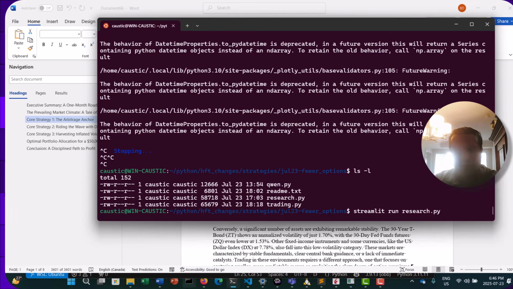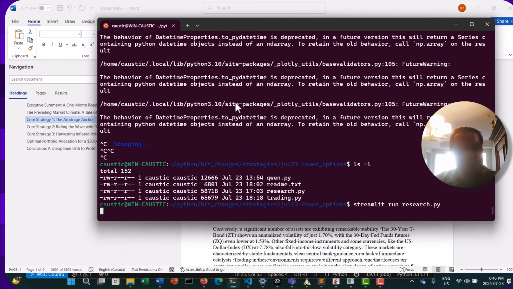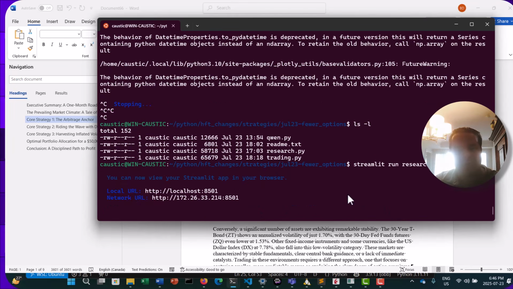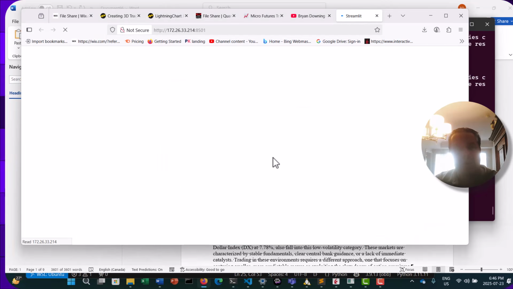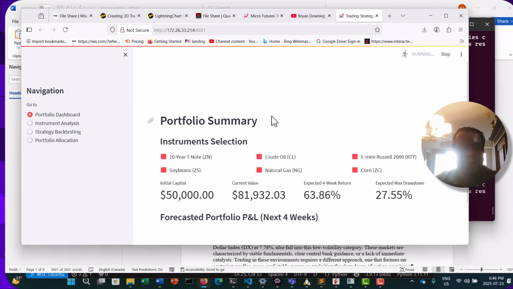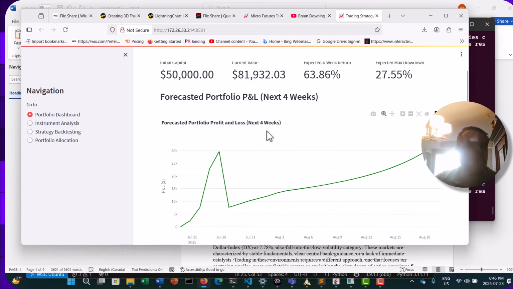So in this case, we're running Streamlit, the research app that I'm using. I'm going to show you what it comes up with. Let me just load this guy up. All right, so here is the app. Okay, here we are. So you have to go through the iteration.